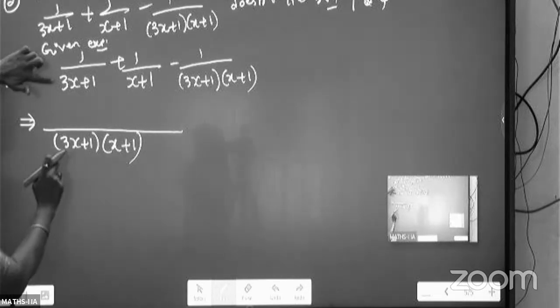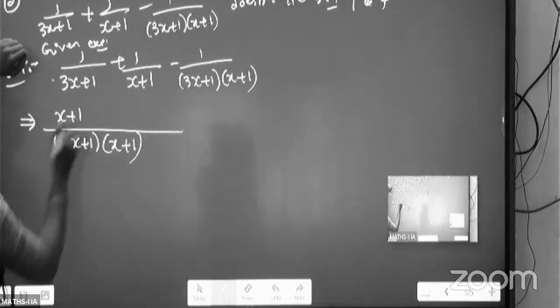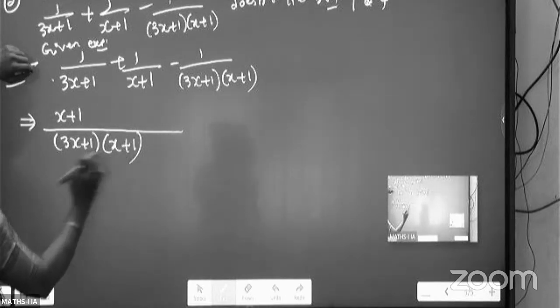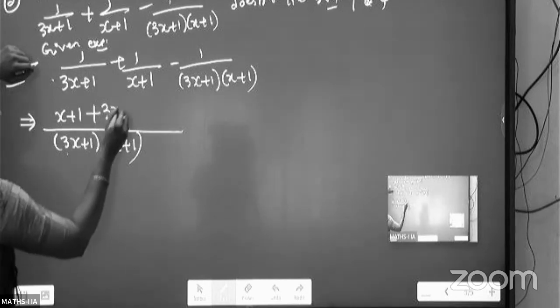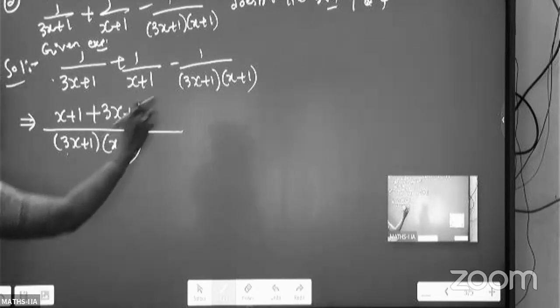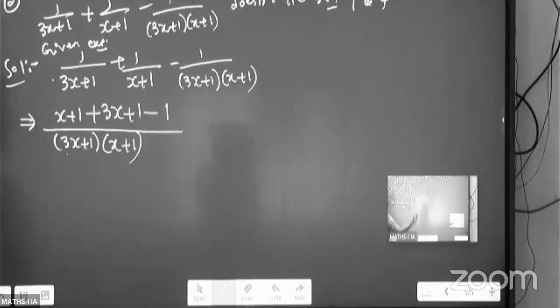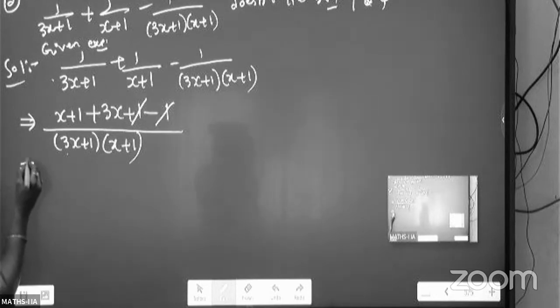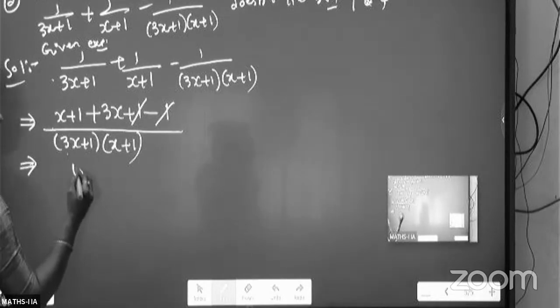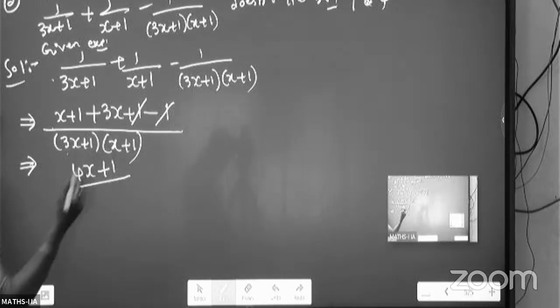Here 3x plus 1 is there, so only x plus 1 into 1. It is x plus 1. Then, second term, x plus 1 is there. So next what we have to take? 3x plus 1 into this, plus 3x plus 1. Then here, the entire term is there, so only the numerator you have to take, that is minus 1. So here 1 and 1 get cancelled. So what is left here? x plus 3x is 4x plus 1, divided by the denominator.